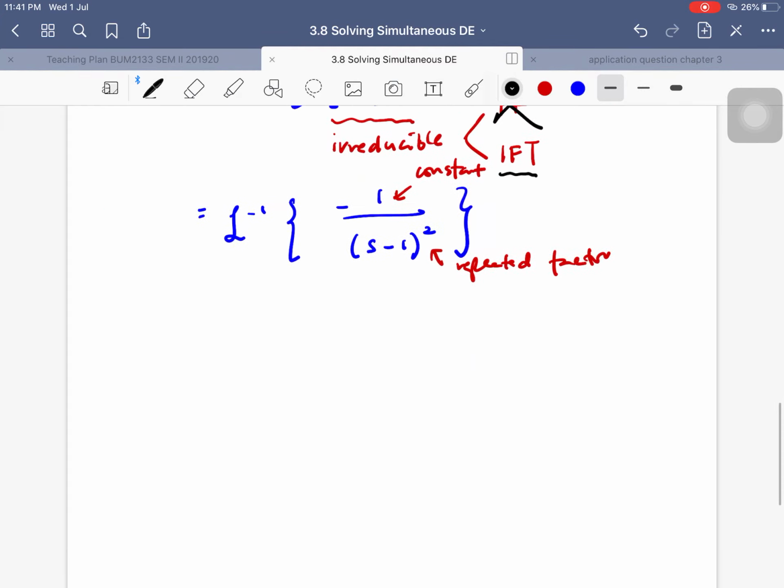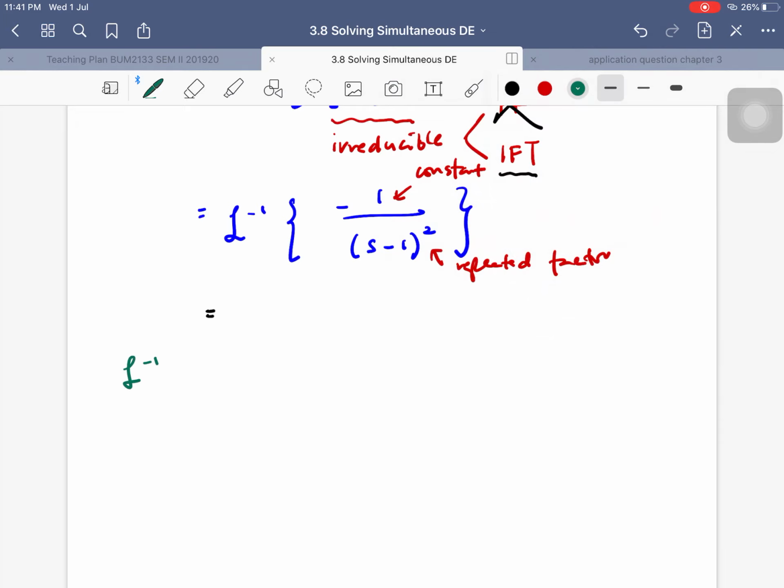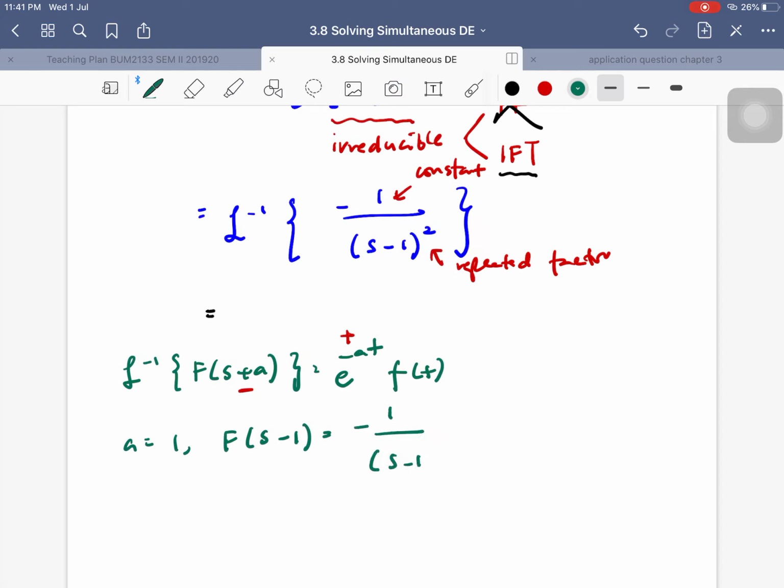So now let me do the calculation over here. I need to find what this is going to be. According to the theorem, which I put in green, if I have a Laplace inverse of F(s plus a), that is going to equal exponential of negative at multiplied by f(t). Now the only difference is that I have a minus, and automatically this is going to be a plus. My a value is going to be 1. So my F(s minus 1) is going to equal negative 1 over (s minus 1) squared.